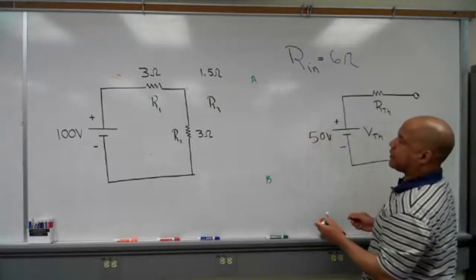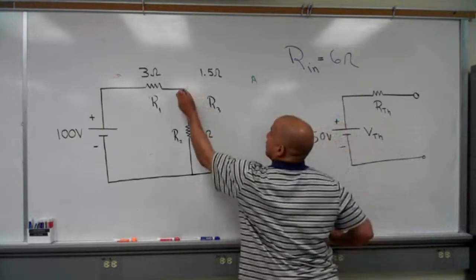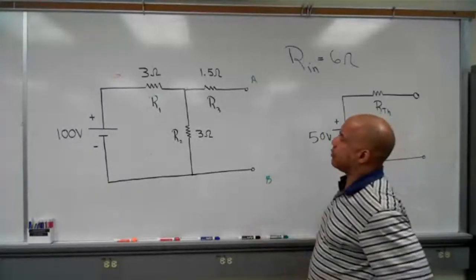So now I've got to find RTH. Put my leads back. And so what are the steps to find RTH? What do I have to do?